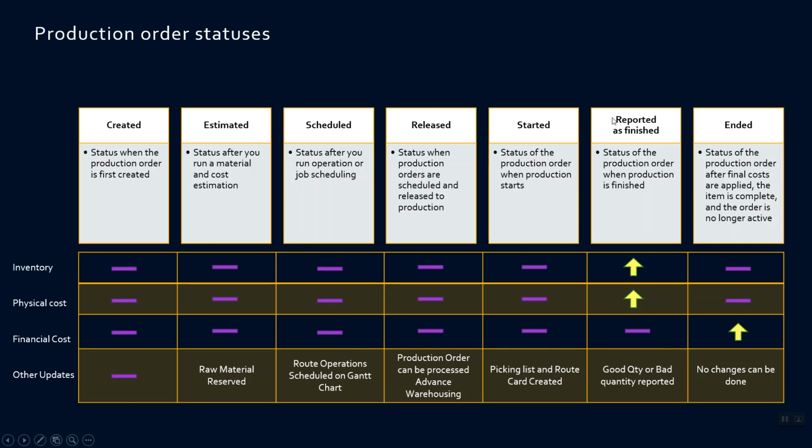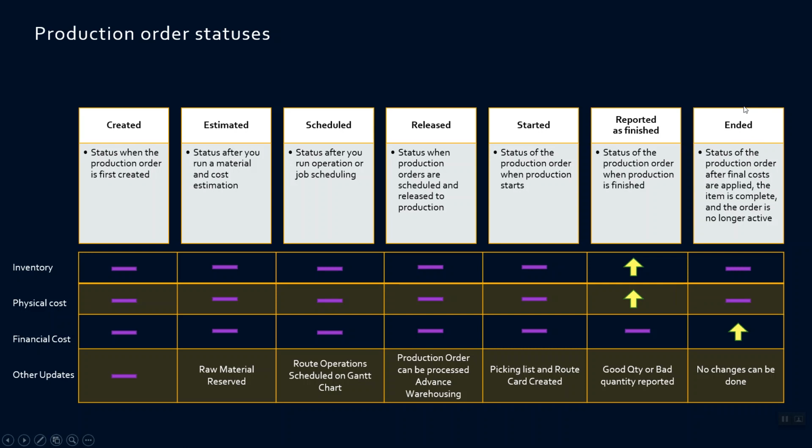When you post the report as finished journal, you will see that your inventory is updated, and simultaneously your physical cost is getting updated. And at this stage, if you deliver that particular product, that will go by your physical cost.